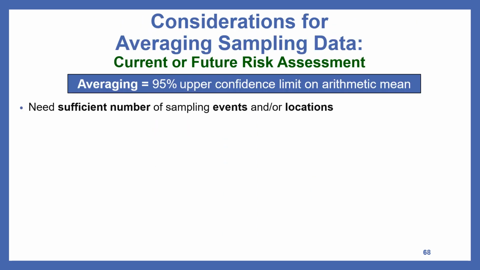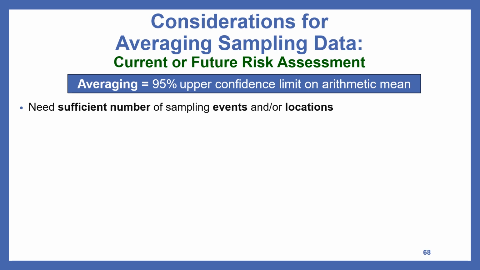Now I'm going to go over some of the considerations for averaging sampling data for current or future risk assessments. When we're talking about averaging, we're talking about 95% upper confidence limit on the arithmetic mean.